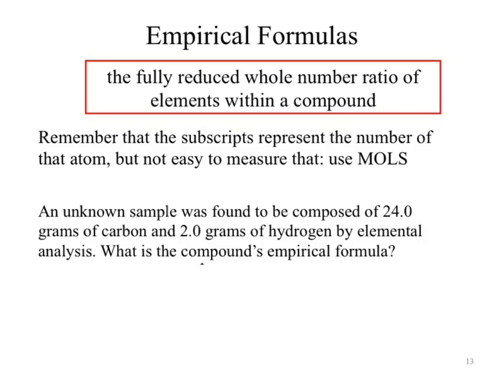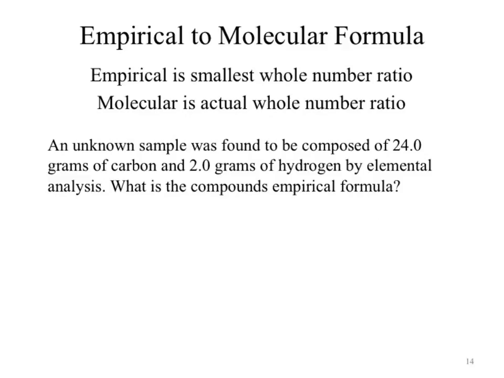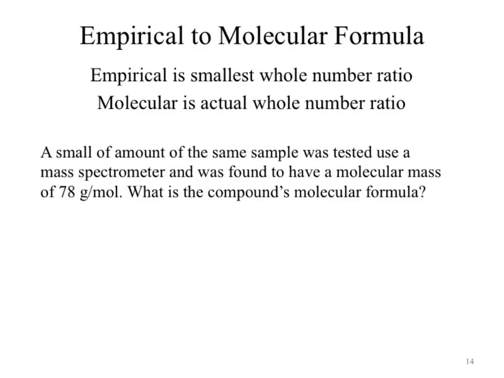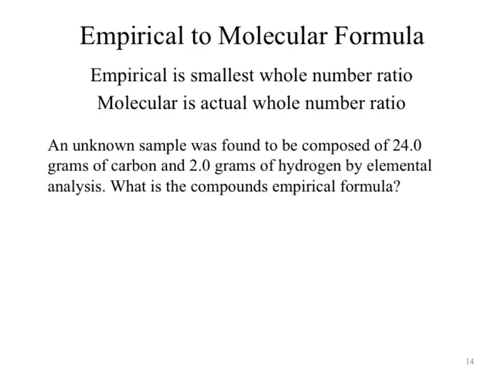So let's take a look at this one. Let's go beginning to end on this. An unknown sample was found to be composed of 24 grams of carbon and 2 grams of hydrogen via elemental analysis. What is the compound's empirical formula? Our first step is to do what?